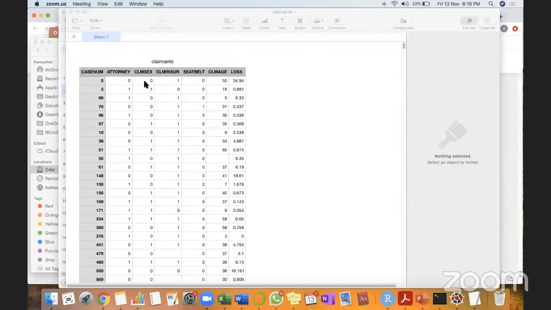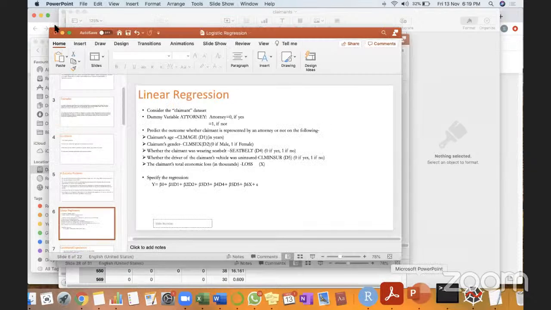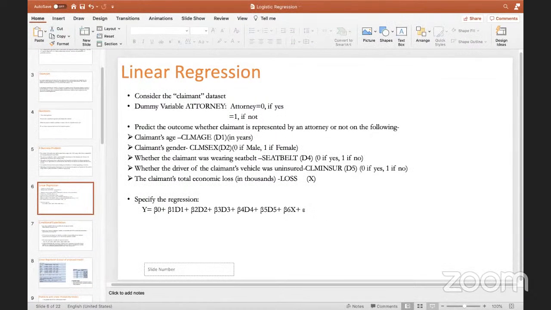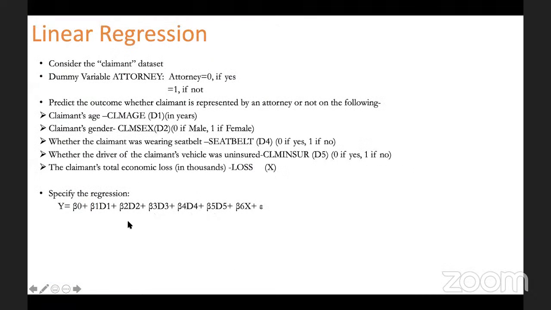Loss is a continuous variable. No, that is not categorical. It's a continuous variable. Right. So the regression equation is like this: y is equal to beta naught plus beta 1 d1. D1 is nothing but these variables. In place of x1, we just change the notation to d1, d2, and so on and so forth.